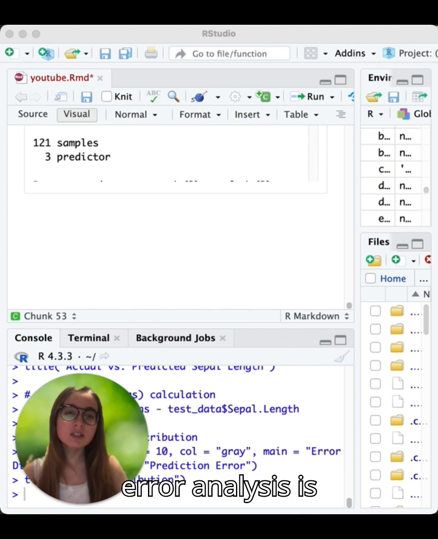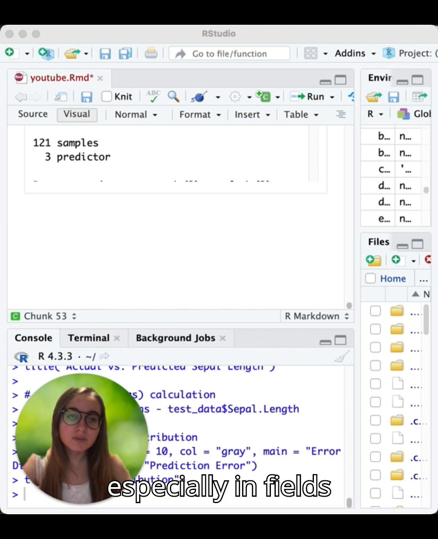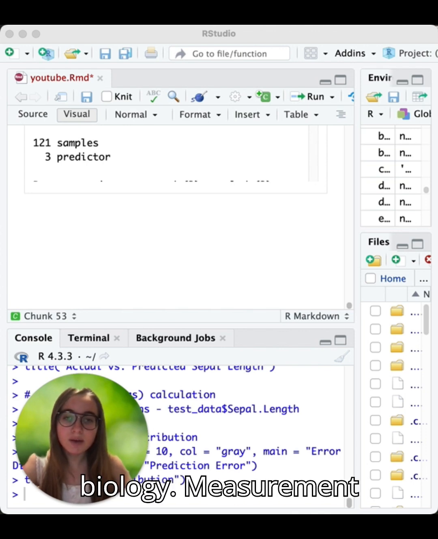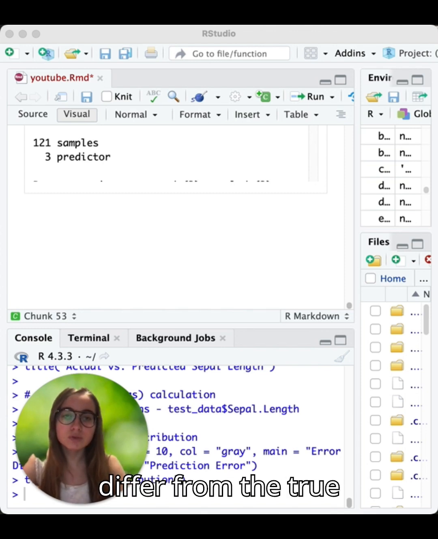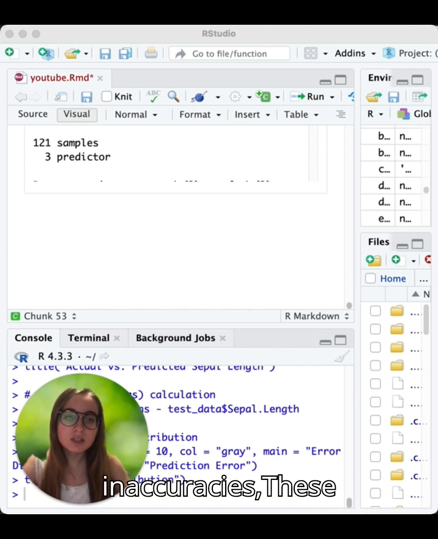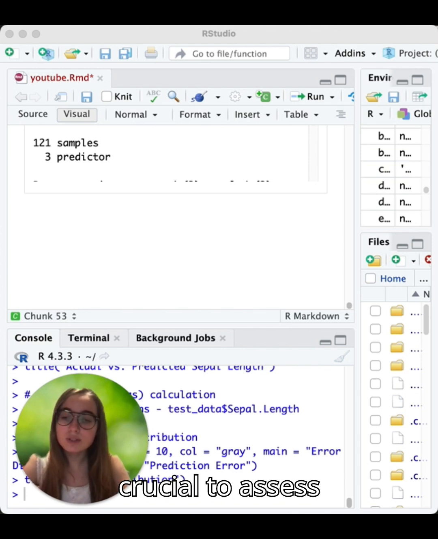Measurement error analysis is essential for understanding variability, consistency, and agreement in data, especially in fields like healthcare, psychology, and biology. Measurement errors occur when observed values differ from the true value, introducing inaccuracies. These inaccuracies affect the reliability of measures, making it crucial to assess them.